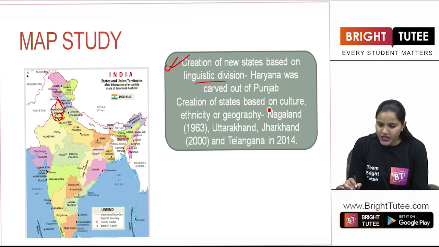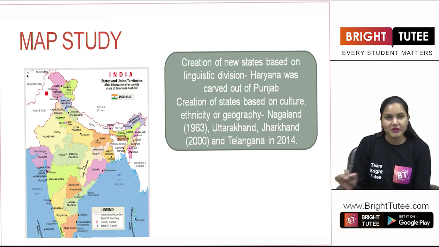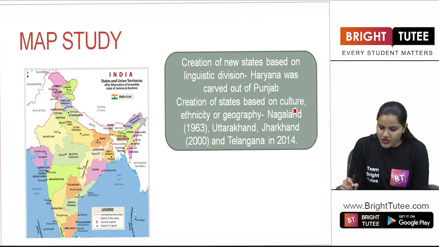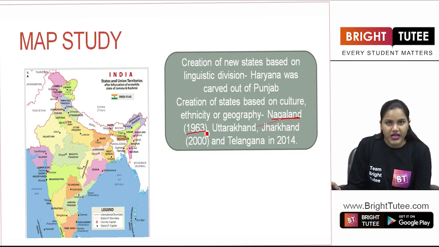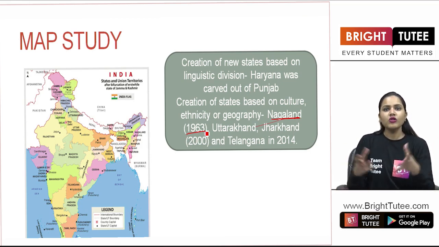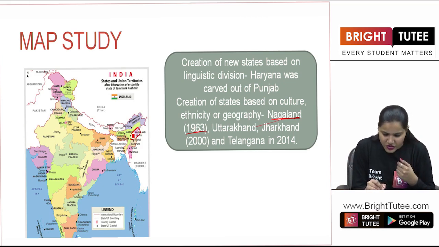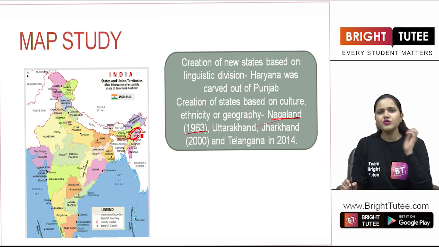Apart from that, creation of states based on culture, ethnicity or geography. Now, look at the changes in the boundaries here that happened after the independence of our country. So, Nagaland was created in the year 1963, right? A whole new state was created. So, this happened in the year 1963. This is the region of Nagaland. Apart from that, many other new states were created, students, right? Goa, apart from that, many other regions were there.